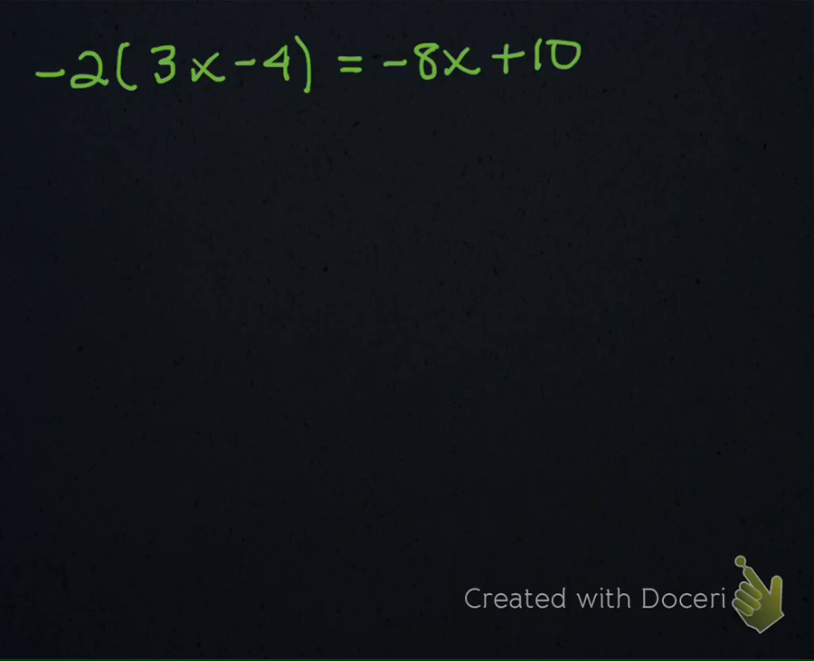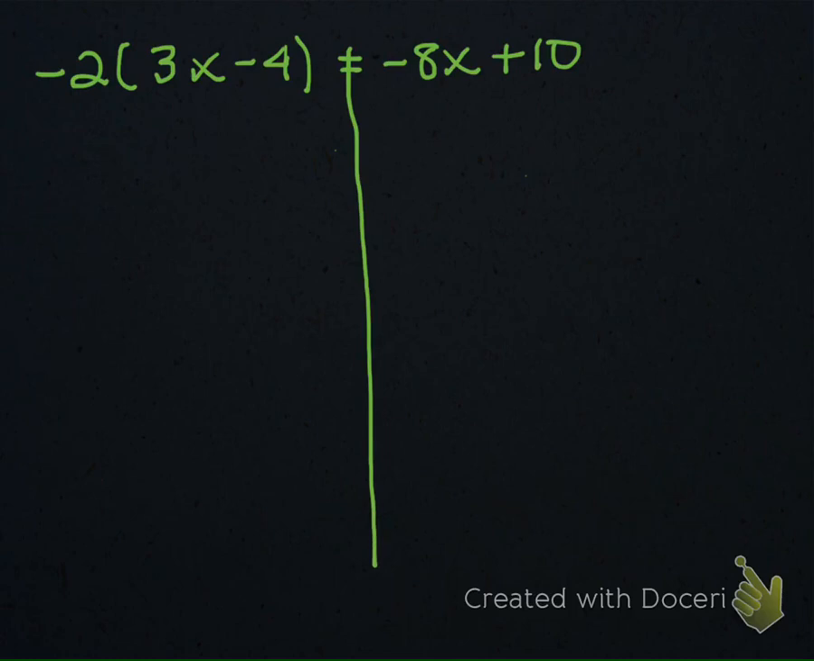So just like the last equation, I'm going to start by drawing that line through my equal sign. That line just reminds me that there are two parts, or two sides to this equation. There's a left side and a right side, and whatever I do to one side I have to do to the other.